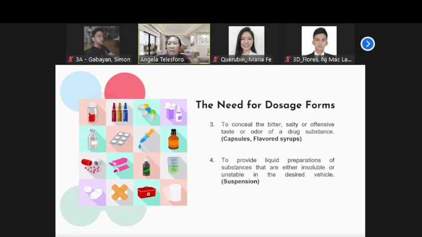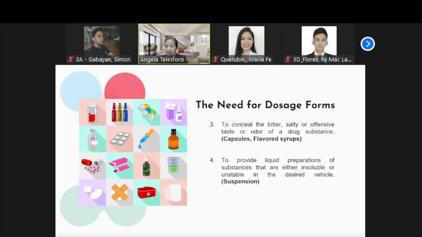Also to provide liquid preparations of substances that are either insoluble or unstable in the desired vehicle. Now, there are drugs that are unstable in the presence of liquid vehicle, liquid substance. Or there are drugs that are insoluble. So, depende, either insoluble siya sa liquid or unstable sa liquid. Pero kailangan natin gumawa ng liquid dosage form of these drugs. Why? Because our patients are children. And we cannot give them tablets or capsules. They cannot swallow that. So, wala tayong choice. We need to make it into a liquid preparation.